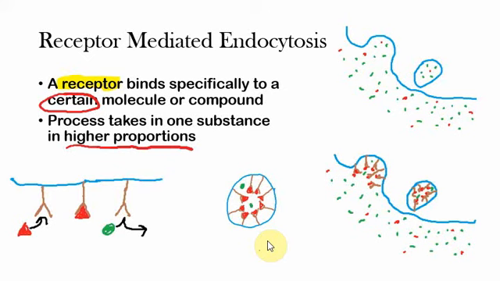So that's really just how receptor-mediated endocytosis works. I hope this was helpful, and bulk transport is really just as simple as that.